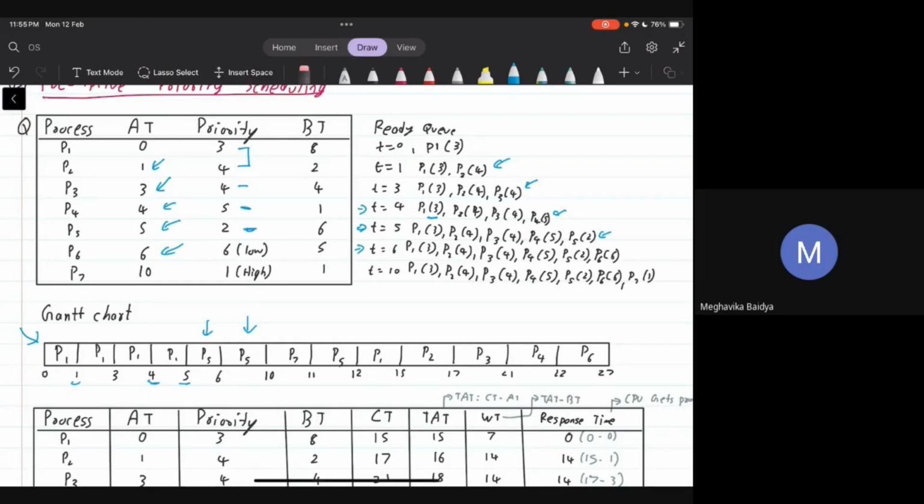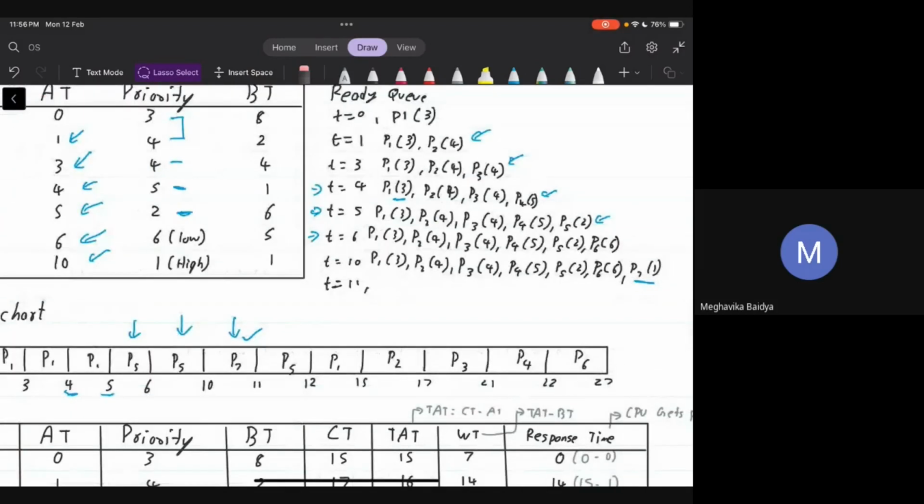So now you can run until t equals to 10. You see at t equals to 10, P7 comes with the priority of 1, which is the highest priority. So now you will run P7 first. It has only a burst time of 1. So P7 is done. And then after that, at t equals to 11, you can write the same thing, everything that's there already.